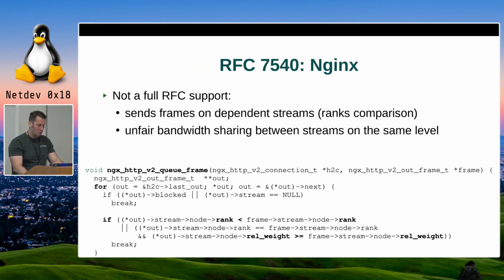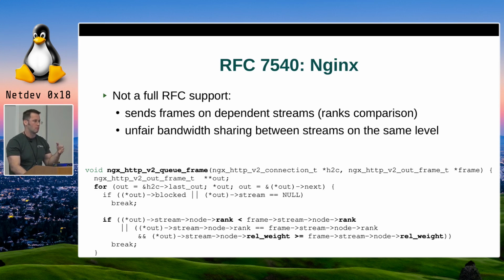So we started to explore open source implementations. Firstly, we had a look at Nginx. This is a snippet of the code for scheduling HTTP streams. The bottom line is about weight. Nginx just compares the streams' weight and downloads the image with the higher weight. So it means that it does not do any bandwidth sharing, it just uses weight as ordering.